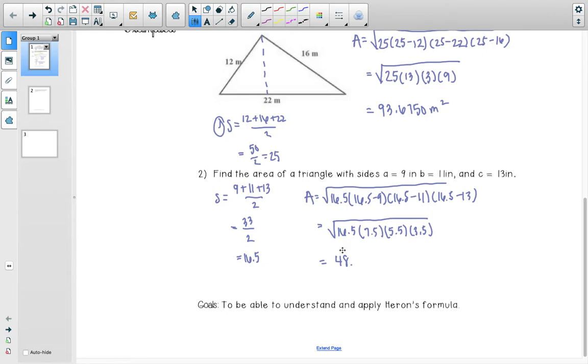cheat sheet, my answers from previous years is to 3 decimal places, and I said 5, so I need to do it. You get 40, whoa, my answer's wrong. Let me check it again. 16.5 times 7.5 times 5.5, 3.5, take the square root of that, and you get 48.8077, and it's in inches squared. So this is really, really simple. It's not bad at all. So let's go ahead and move on to the next problem.